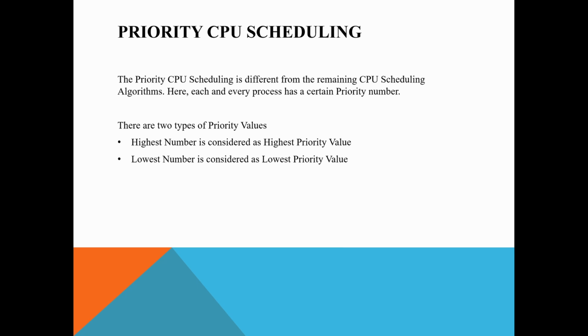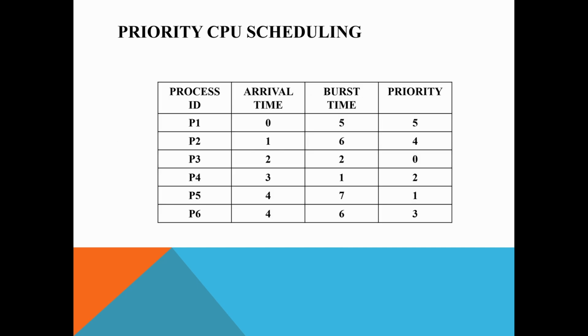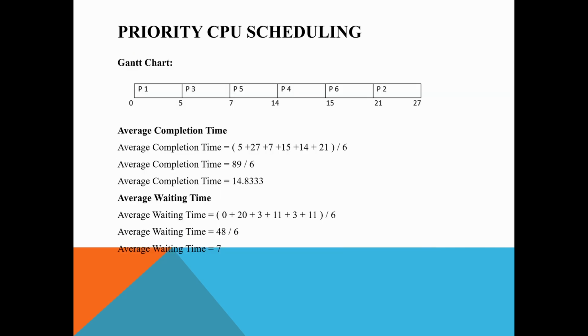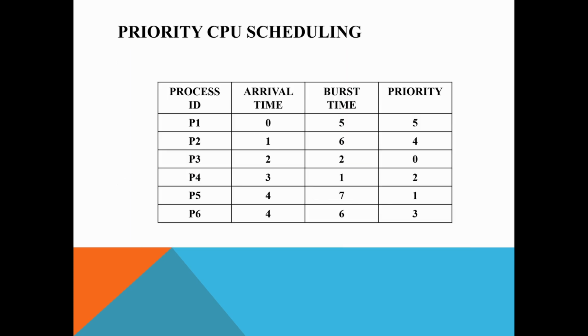In priority CPU scheduling algorithm, each process is given some priority value. Based on the priority value, we execute the process accordingly. Either we can choose the highest priority value or we can choose the lowest priority value. Okay, let's see with the example. Here we have taken 6 processes and their arrival time and burst time are given. Also, here priority number is given.